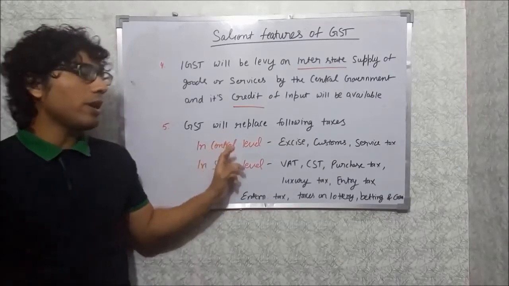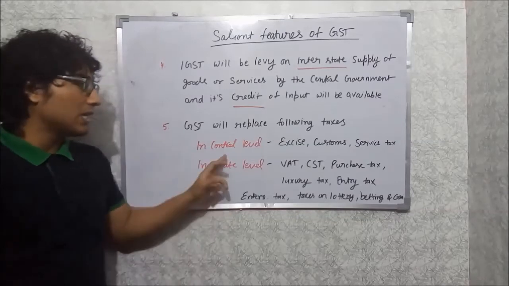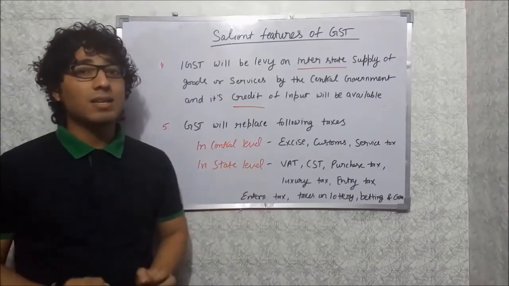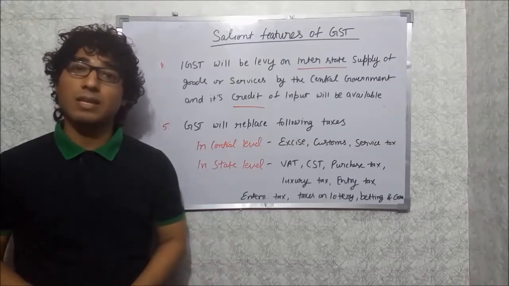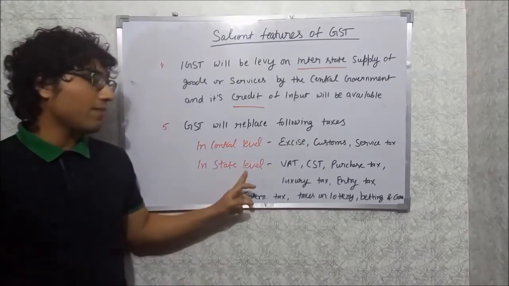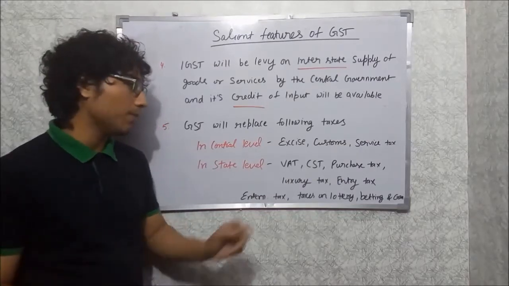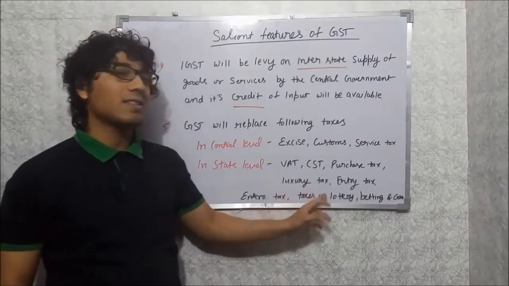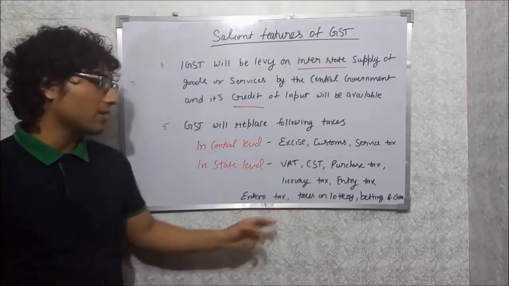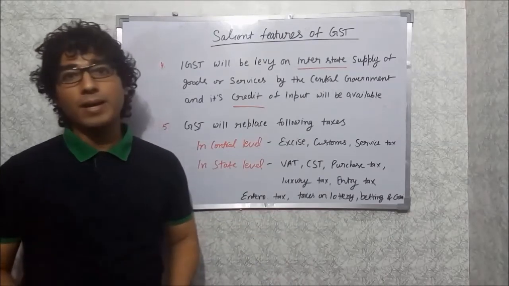Under GST, the following taxes will be replaced by the GST. At the central level, excise, customs and service tax will be subsumed under GST, and at the state level, the following taxes will also be replaced by the GST, like VAT, purchase tax, luxury tax, entry tax, entertainment tax, or the tax on lottery, gambling or betting.